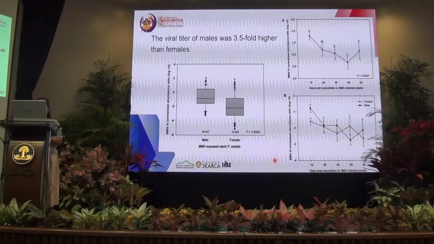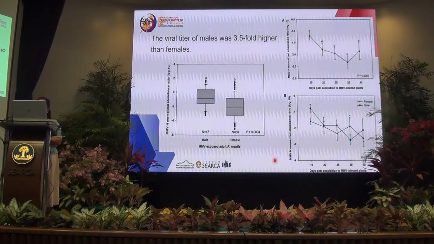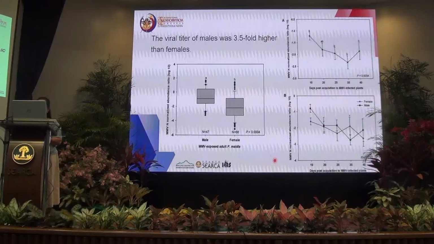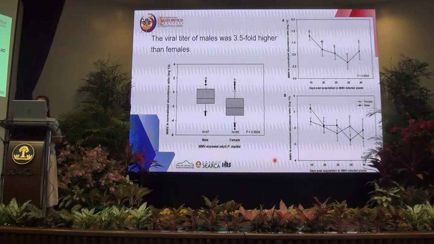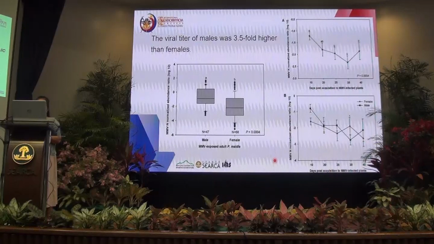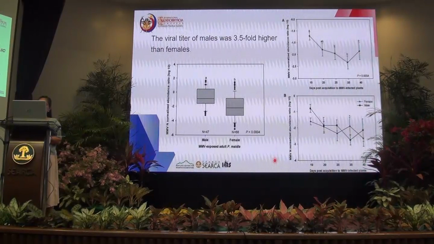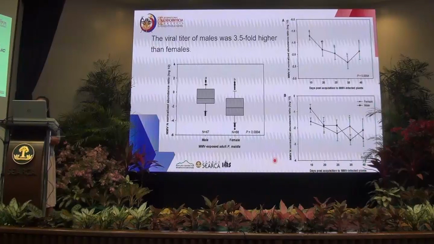Also, the average titer in male insects was threefold higher than female titers, and this difference persisted up to 30 days post-adult eclosion. Overall, these findings indicate that nymphs are more efficient than adults at acquiring MMV, and the virus accumulates in the vector over the course of nymph development. Furthermore, sustained infection over the lifespan of P. maidis indicates a potentially high capacity of this vector to transmit MMV.